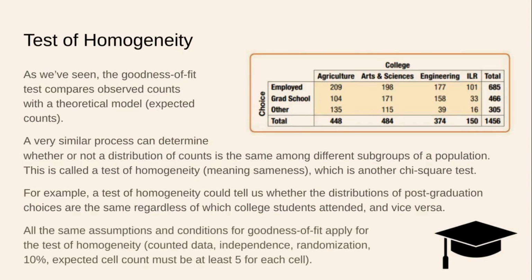All the same assumptions and conditions for goodness of fit apply for a test of homogeneity. We need our data to be counts. We need independence, which we can check via randomization and the 10% condition. And the expected cell count must be at least 5 for each cell. All the same as before.